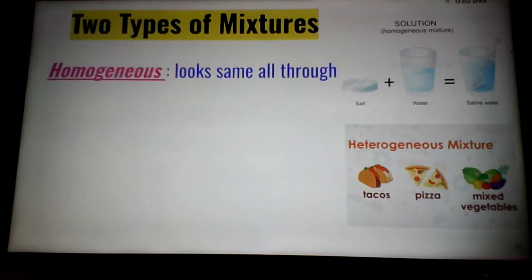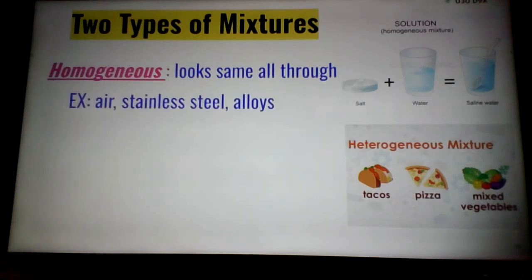Here's your definition again. Homogeneous has the same appearance all throughout the mixture. No matter how we look at that mixture from whatever angle, we're going to see exactly the same thing. Air. Well, air hopefully is invisible. If it's not, then we got some pollution going on. But air is invisible, so air will have the same appearance no matter how we look at that.